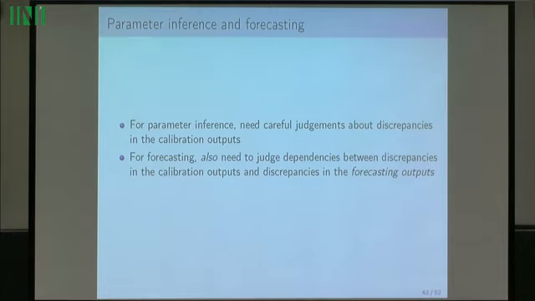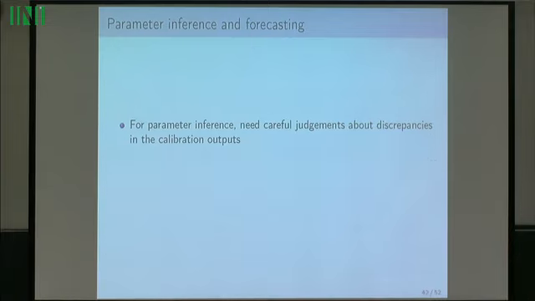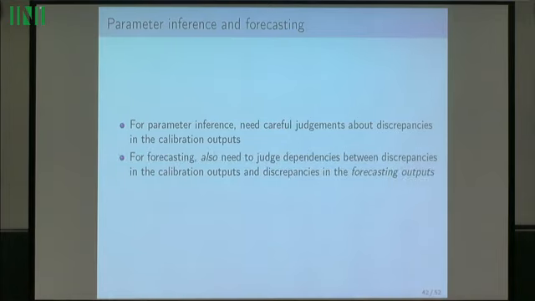One final comment. I'll stop before the end. I won't do the last topic. So when we're dealing with parameter inference, we've got to think carefully about these discrepancies in our calibration inputs and the dependencies between them. Something that I think could be done, but doesn't appear to be done at the moment, is that when we're forecasting, really we need to be thinking about dependencies between discrepancies in both the calibration outputs in our data and whatever outputs we're intending to forecast as well. And I think if we don't, then it potentially becomes a bit less convincing.